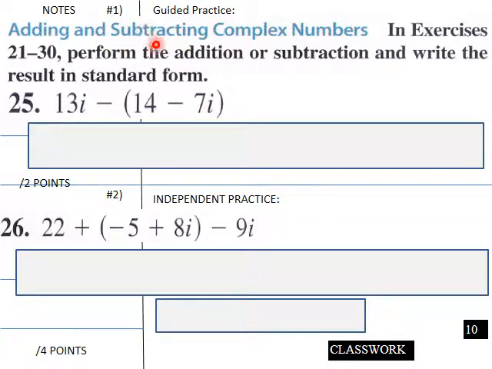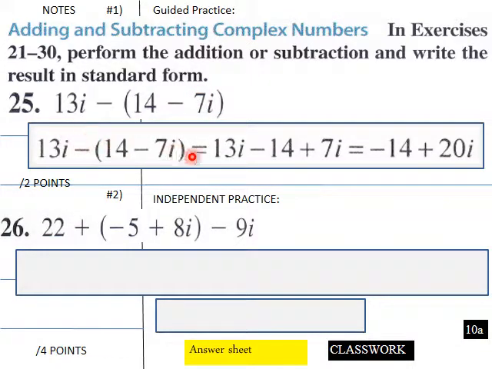So let's go into a guided practice here. Perform the addition or subtraction and write the result in standard form. 13i minus 14 minus 7i. We'll do that one. Students, this is yours down here. Do that one on your own.